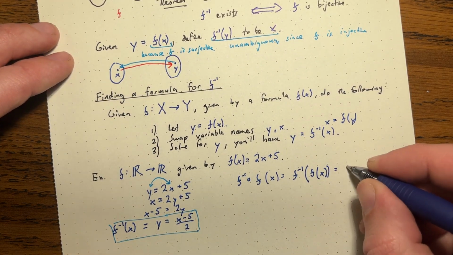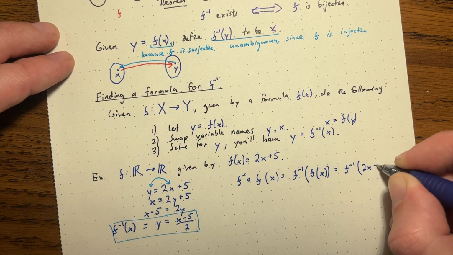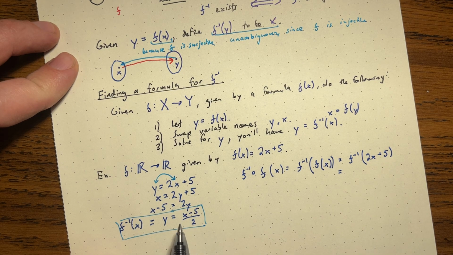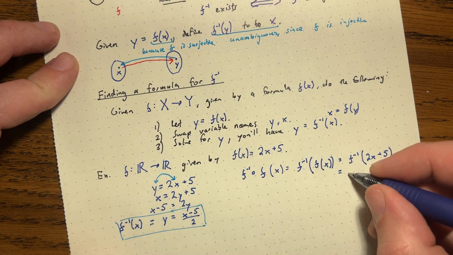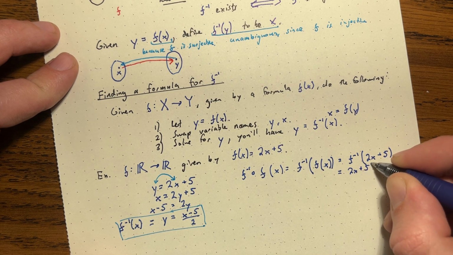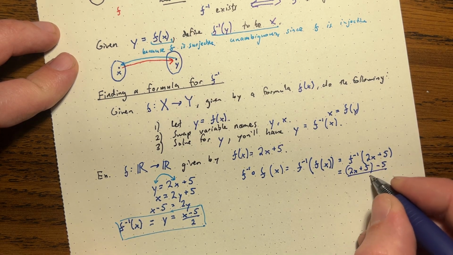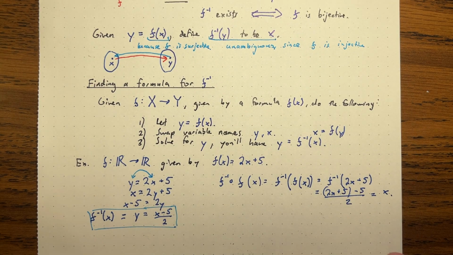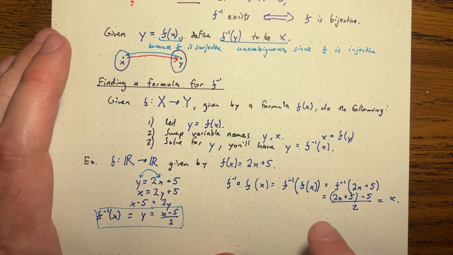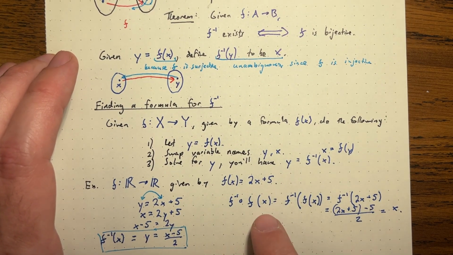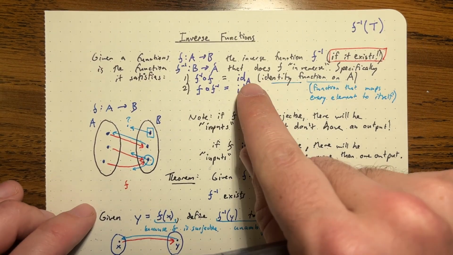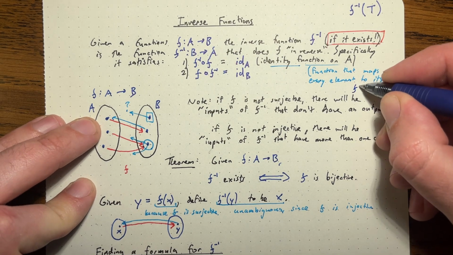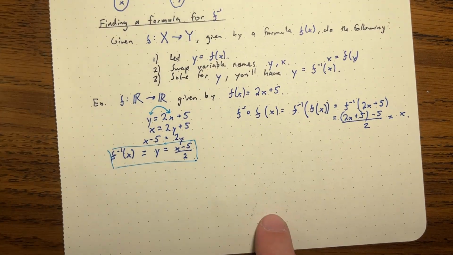What is f of x? It's 2x plus 5. And then f inverse of 2x plus 5. So I'm plugging in the 2x plus 5 wherever I see an x in the inverse formula. So I get (2x plus 5 minus 5) over 2. That simplifies to just x, which is what we want, by the way, right? Because this is the function that just sends the input to itself. It's the identity. It's the function that doesn't do anything. So we want to get the identity function, which is just the function f of x equals x.